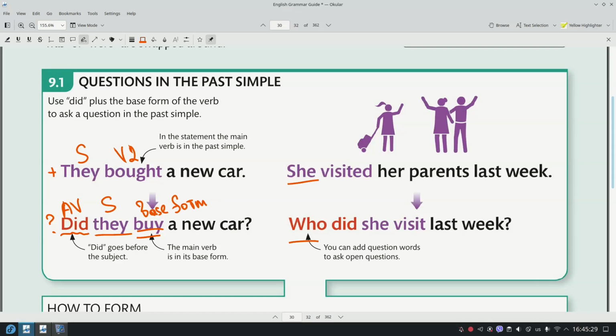Look at these two examples. She visited her parents last week. That is a positive sentence. We have the second form of the verb, which ends with ed ending. But if you want to make your question, you need auxiliary verb. But you also have the question word, who. In this case, the question word takes the first place, then goes an auxiliary verb, then you have subject, and then you have base form of the main verb.